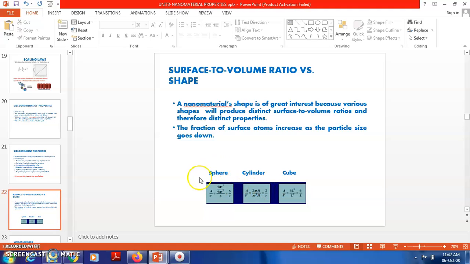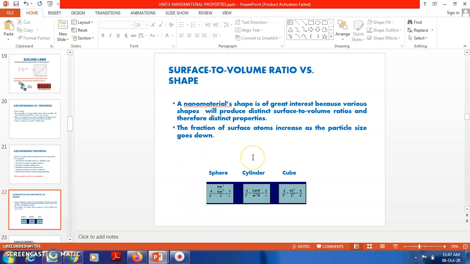So here A by V is 3 by r for the sphere, 2 by r for the cylinder, and 6 by l for the cube. I am going to take each side l equal to 1, and similarly r equal to 1 as a unit length. So here A by V is 3 for the sphere, 2 for the cylinder, and 6 for the cube. So the cube has the larger surface to volume ratio compared to the other two shapes.